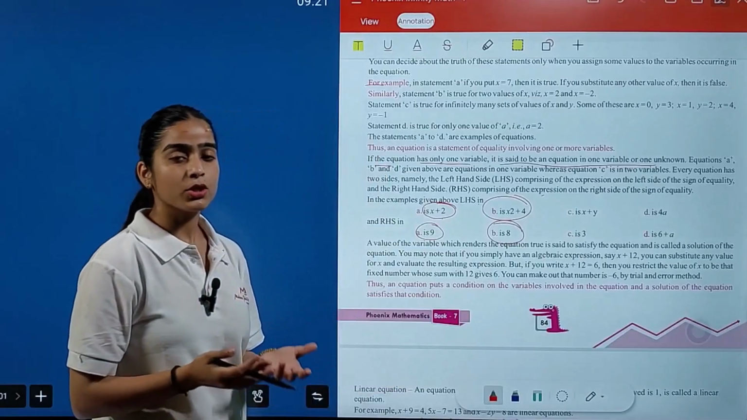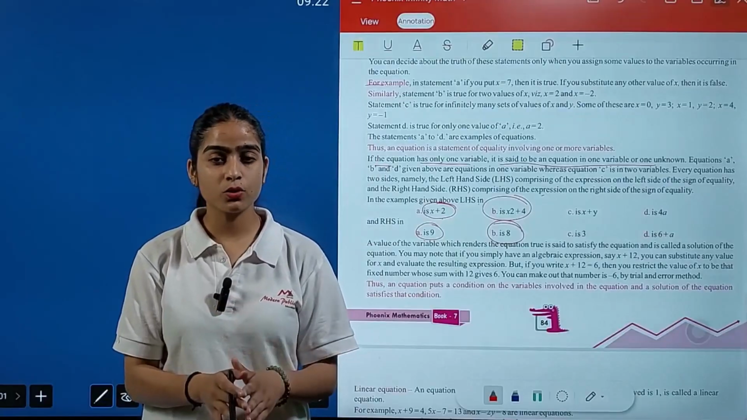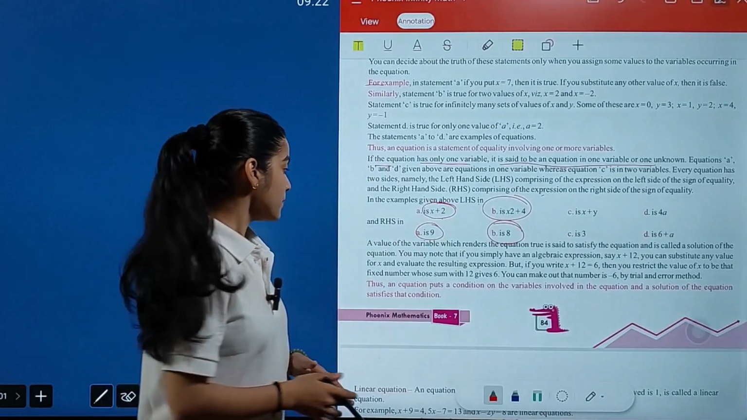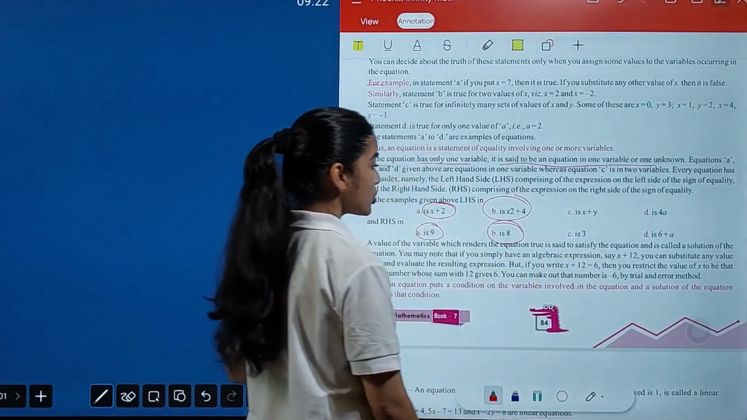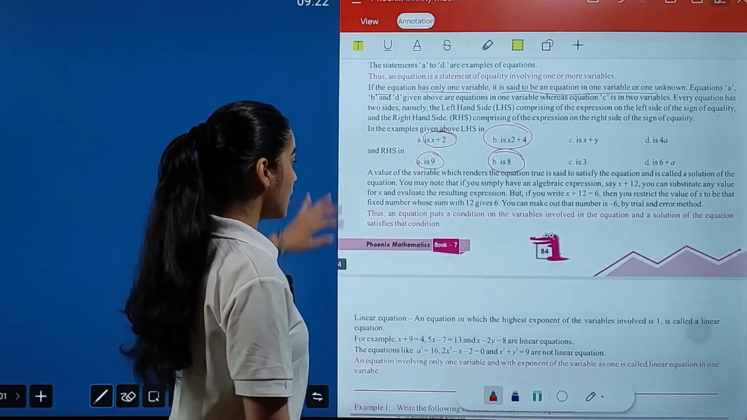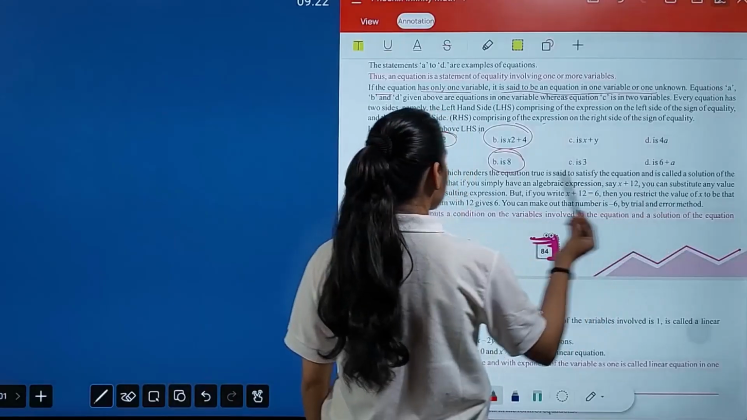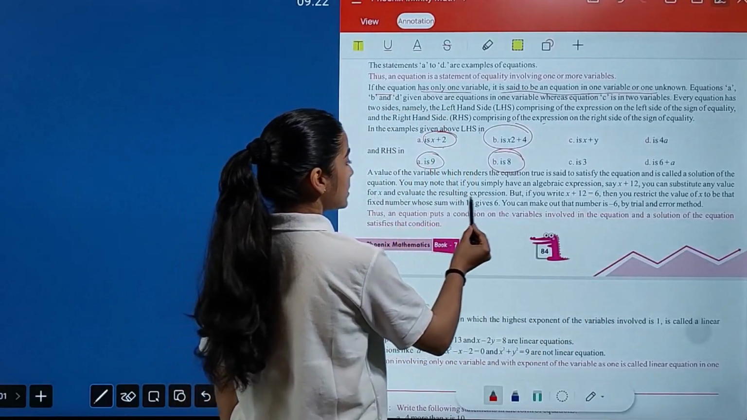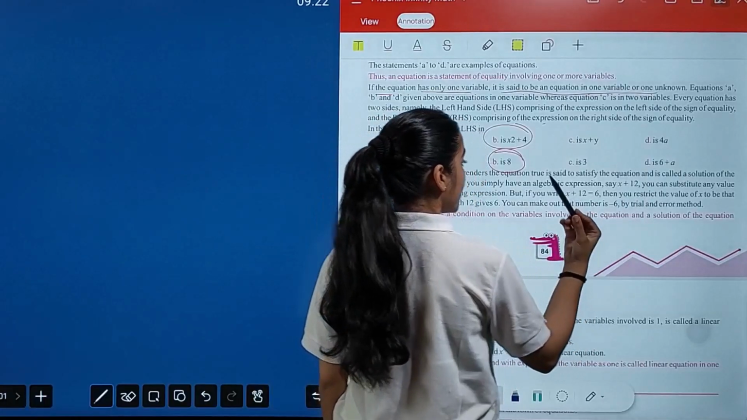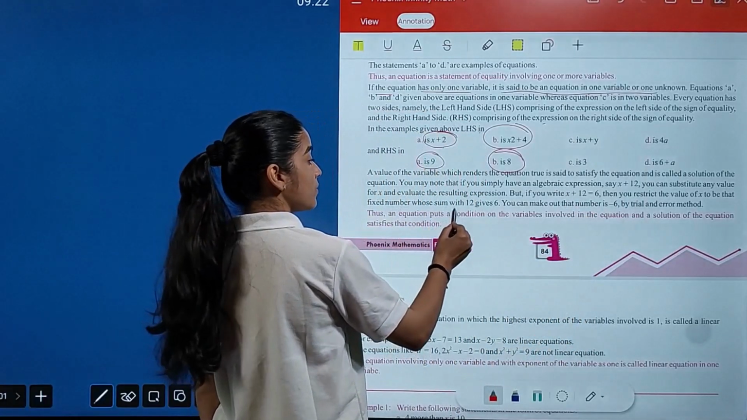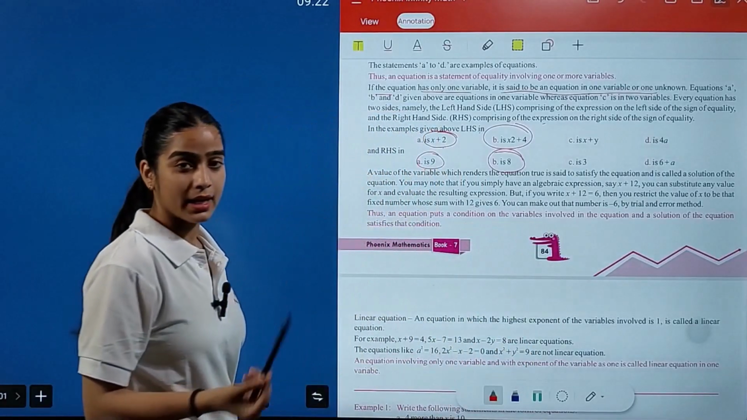In a linear equation in one variable, we just try to compare our left hand side: is it equal to our right hand side or not? A value of the variable which makes the equation true is said to satisfy the equation, and it's called a solution of that equation. If you simply have an algebraic expression, say x plus 12, you can substitute any value of x and evaluate the resulting expression. But if you write x plus 12 is equal to 6, then you restrict the value of x to that fixed number whose sum with 12 gives 6. You can make out the number is minus 6 by the trial and error method.